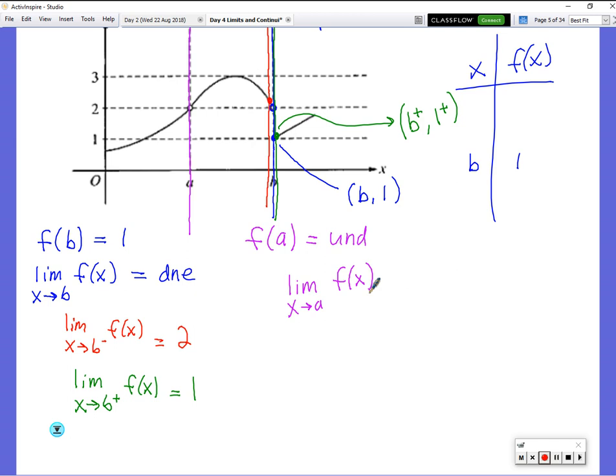So if I'm trying to find the limit as x approaches a of this function, automatically I've got to think of left and right. So let's do the left first. So show me on your hand what is the limit of this function as x approaches a from the left. Show me. Limit as x approaches a from the left.